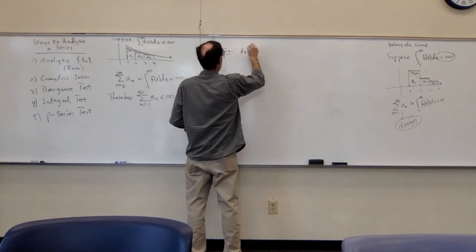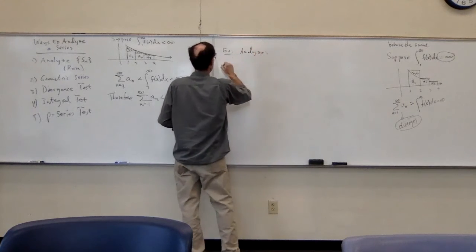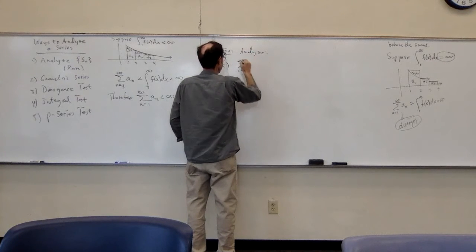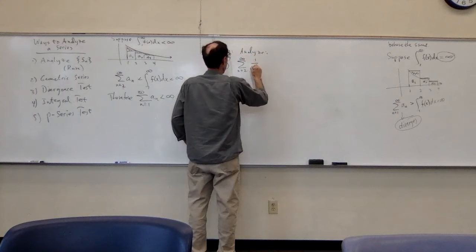I'm going to say analyze the summation n equals 2 to infinity of 1 over n log n.